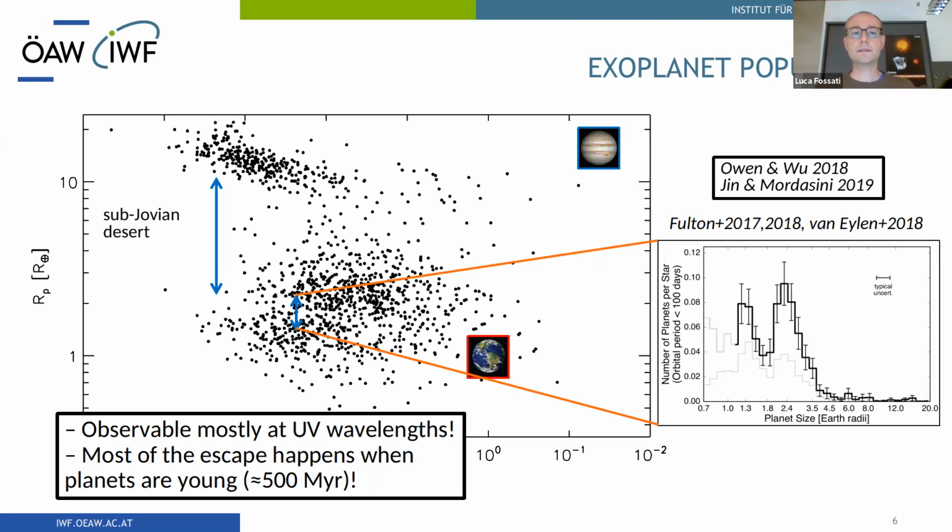Most of the planets that are shown on this plot are older than a gigayear, and the fact that we see these features like the subjovian desert and the radius gap tells us that the escape has happened at an age earlier compared to the age of these planets, and therefore most of the escape has already happened in the past.